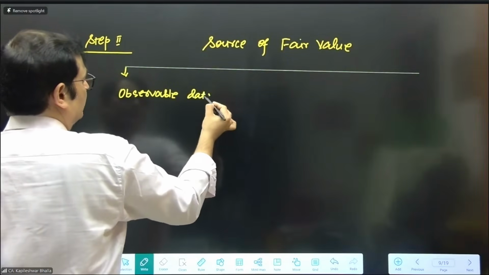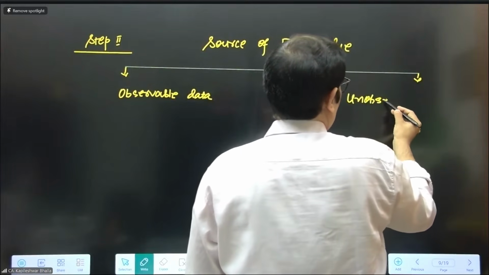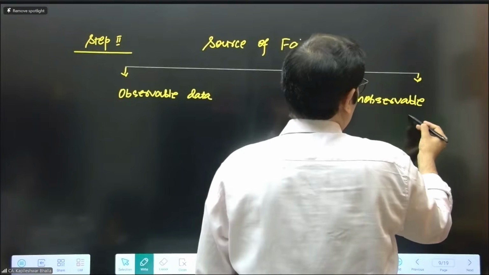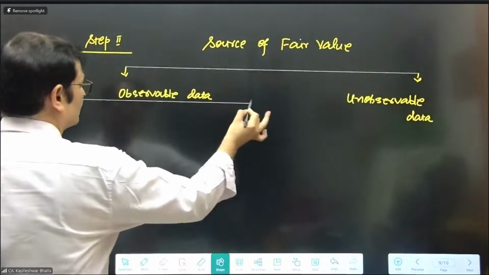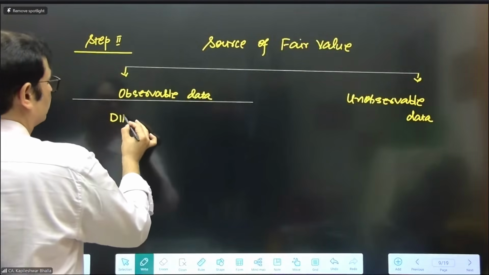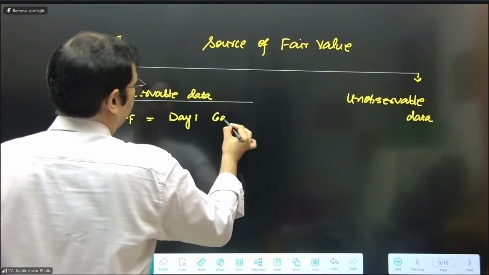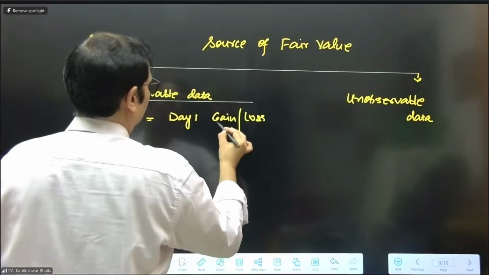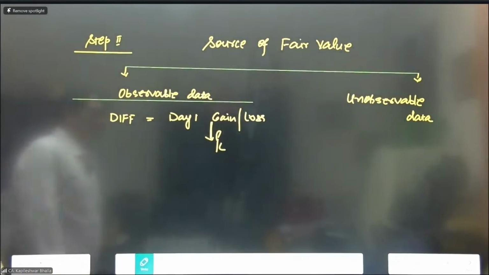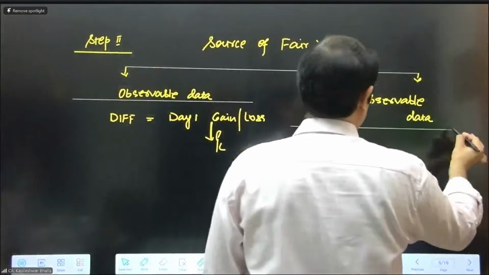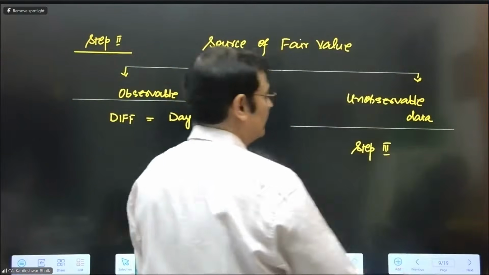It could be observable data, or it is supposed to be unobservable data. When it is observable data, the difference is simply a day one gain or loss, and that day one gain or loss is taken to the profit and loss on the first day itself. If it is unobservable data, then it's time to go to step number 3.